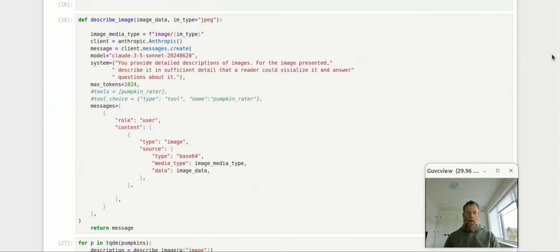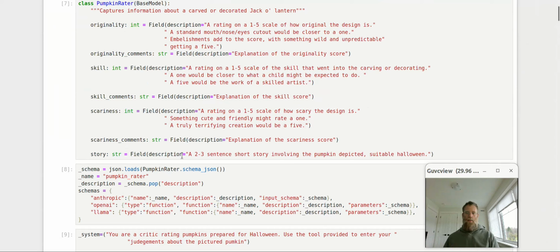So here's how we evaluate the models. We write a describe image function here, which generates for us a detailed description of each image. So this has nothing to do with the ratings. This is a ground truth detailed description of each image. Then remember that our model is making comments about the originality, comments about the skill, comments about the scariness.